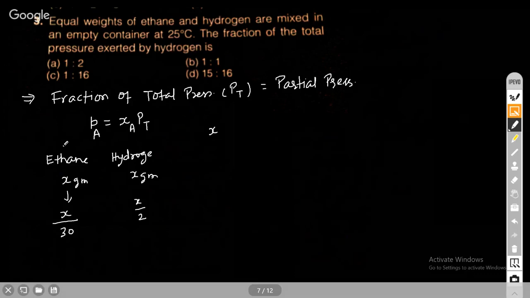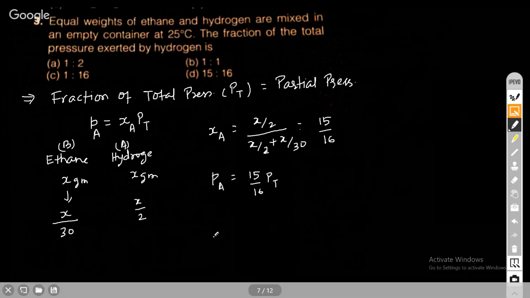So mole fraction of hydrogen, that is XA, is equals to the number of moles of hydrogen divided by the total number of moles, x by 2 plus x by 30, right? So when you solve this, you'll get 15 by 16 mole fraction of hydrogen. So the partial pressure is equals to the mole fraction 15 by 16 into total pressure PT. Hence the answer will be option D.